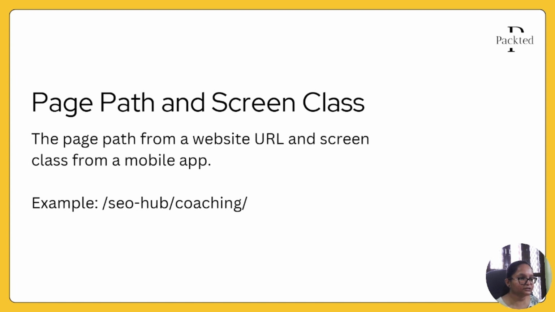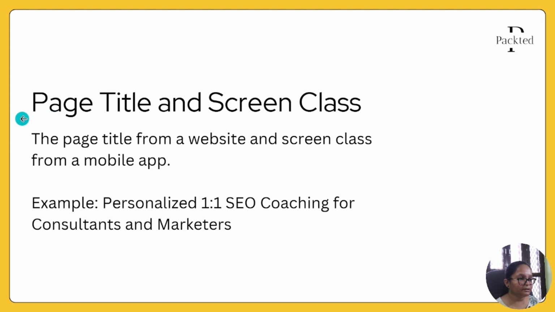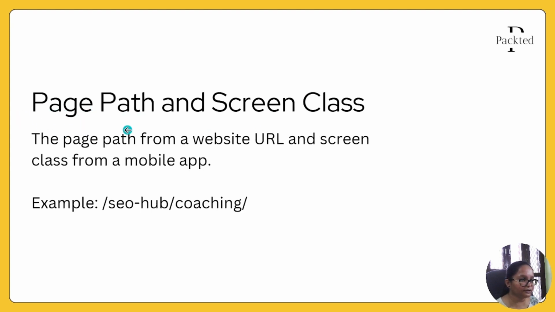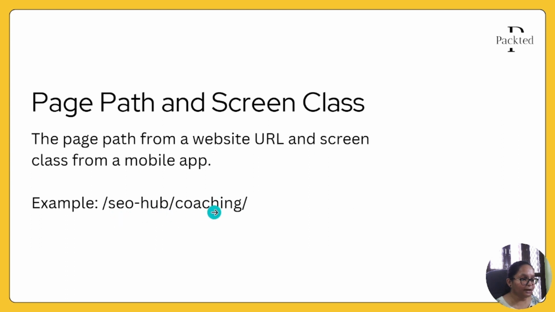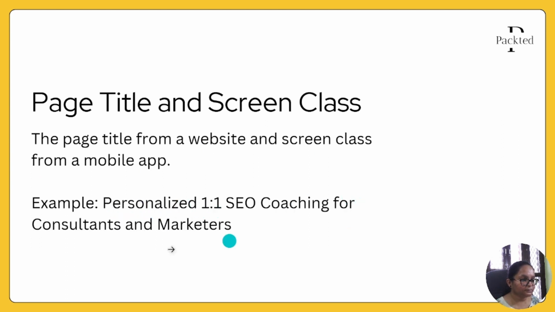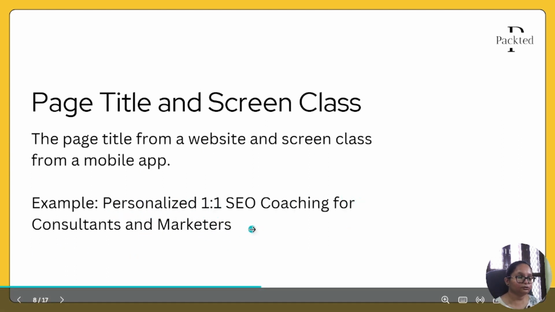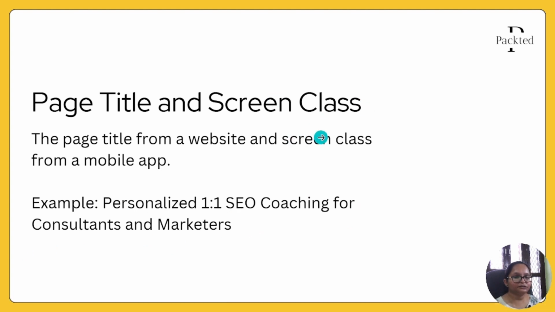Next is the page title and screen class. As you can see, the screen class is the same in both of these, but the front dimension has changed. Now, instead of path, it is title. So it will show you the title of a page and the screen class from a mobile app. So for example, for this path, this is the title, so it will show you the title and the screen class if you have an app.